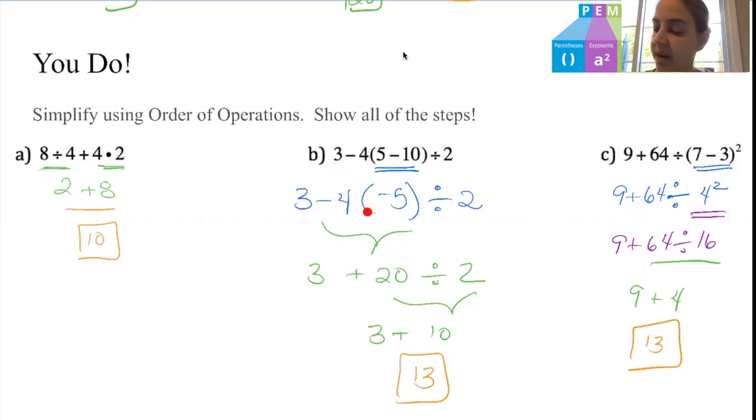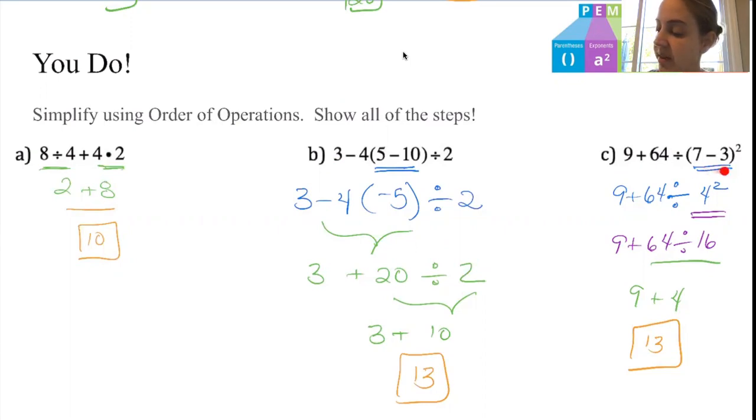This multiplication comes next. So negative 4 times negative 5 is a positive 20. Then bring down the 3, then bring down the divide by 2. Over here, we have division next. 20 divided by 2 is 10. Bring down the 3. 3 plus 10 is 13.